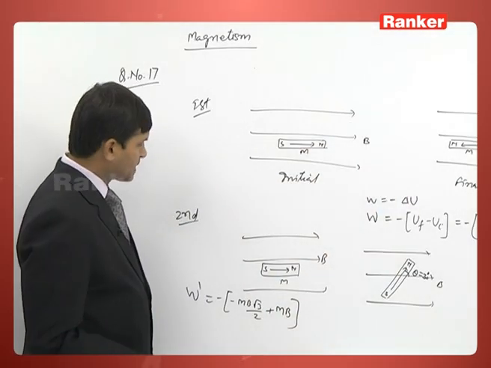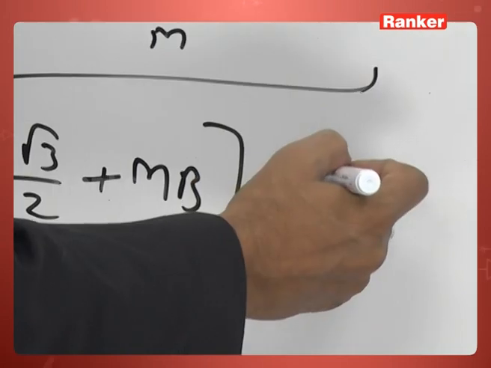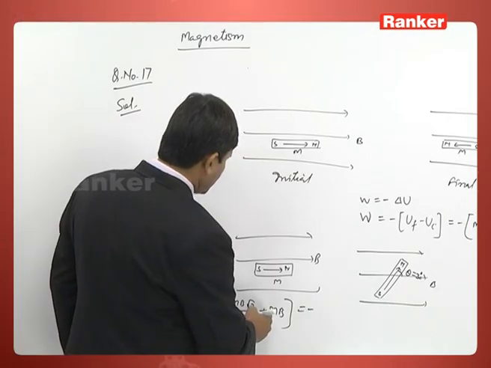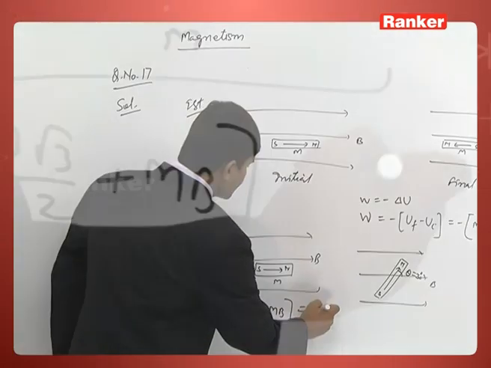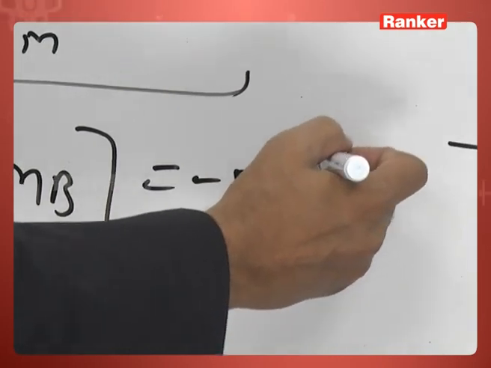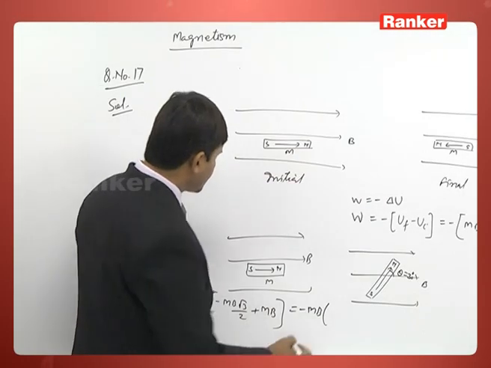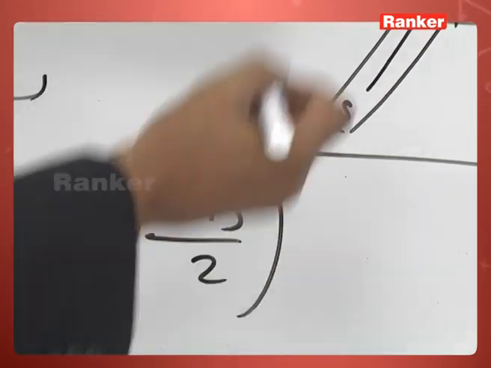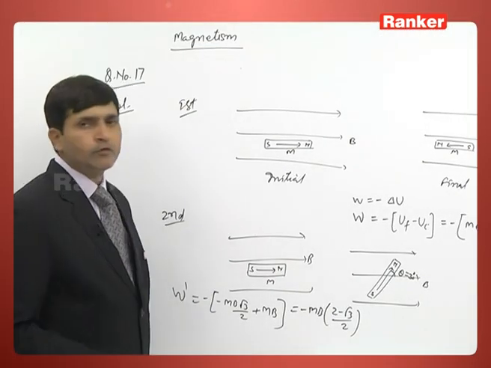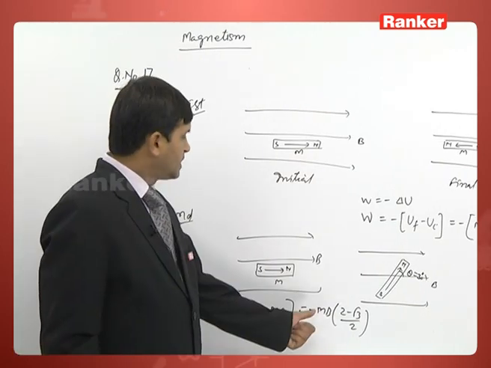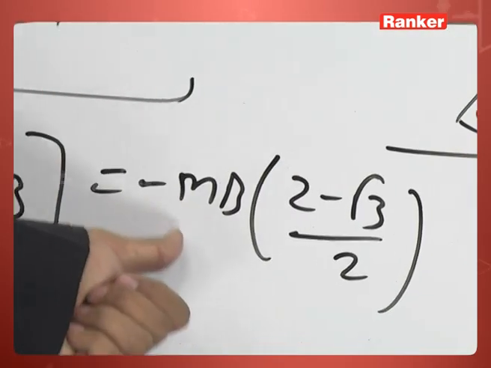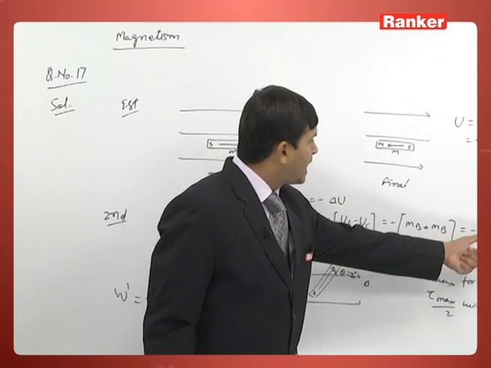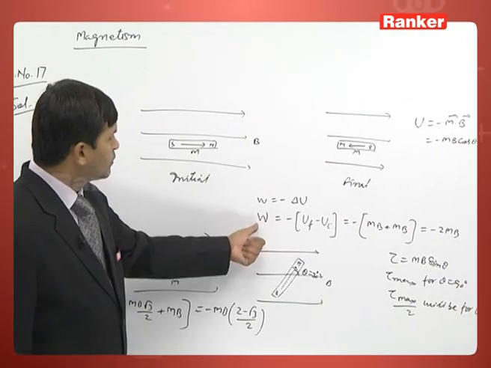So now when we are substituting, this is your minus, and MB we can take outside, and in the bracket you will get 2 minus root 3 by 2. This is the new work done. Now substitute the value of MB from here. Initially MB minus MB is your W.